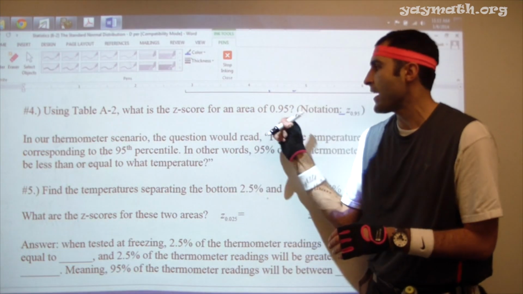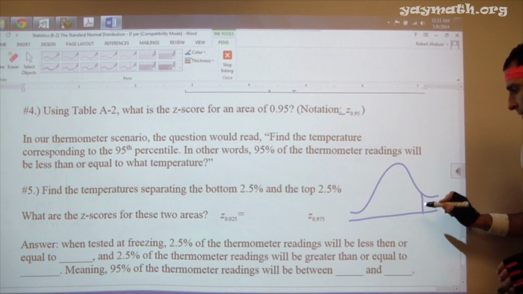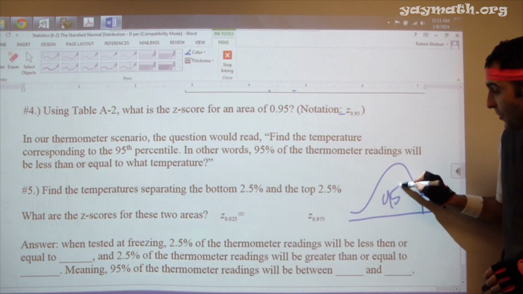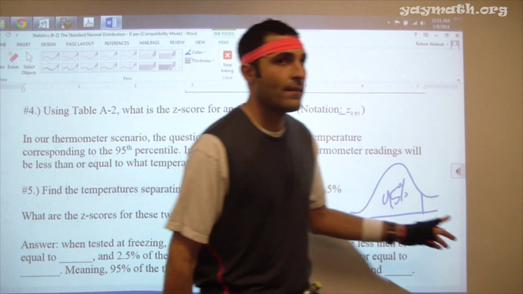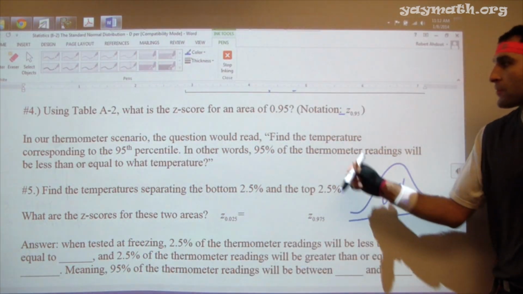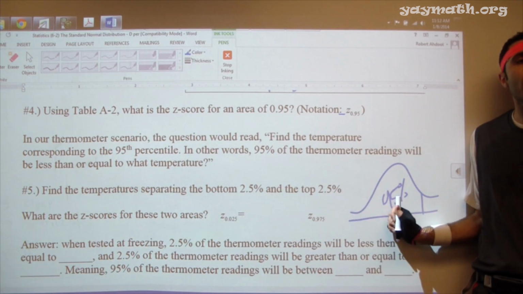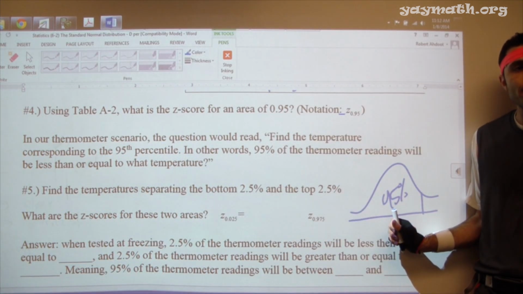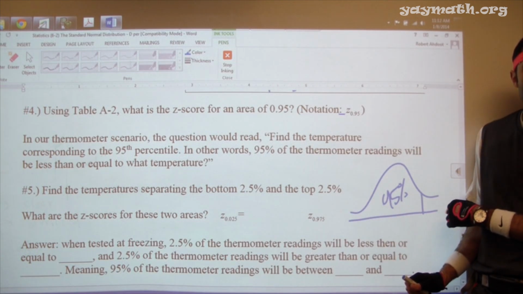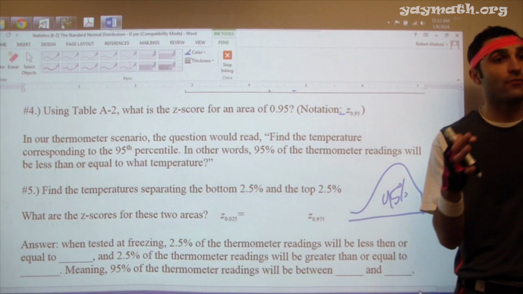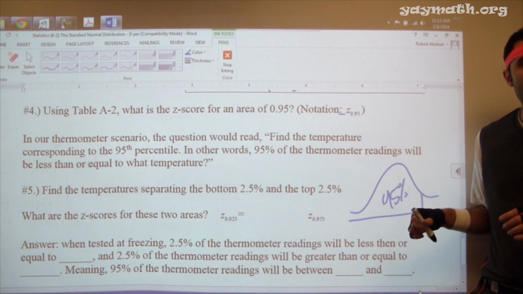What's the z-score for an area of 0.95? Give me an estimate. 2 point something. Very good. If you're talking about an area of 0.95, that's 95% of the area, as opposed to the full normal curve, which is 1. The area of 1 would be 100%. And an area of 95% would be 0.95.